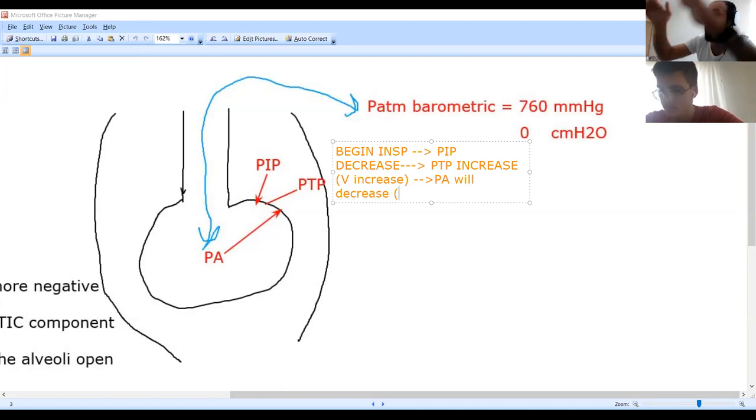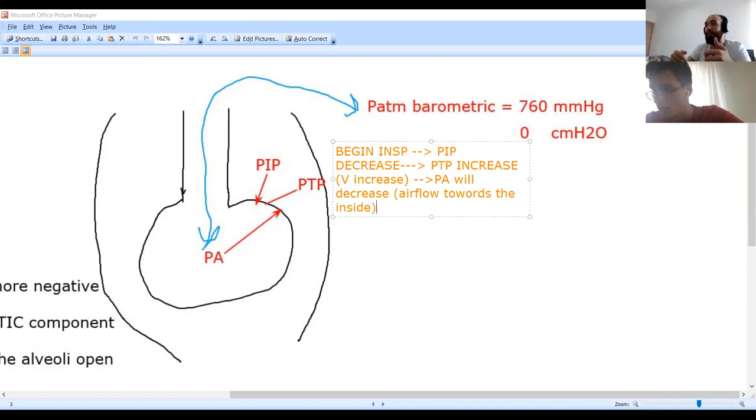What will happen if the PA decreases? It becomes minus 10. What will happen? Airflow towards what? The inside. Do you understand? Yes.